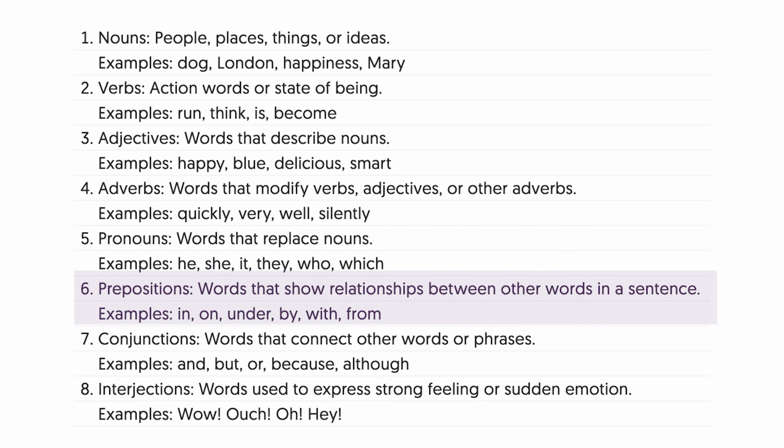6. Prepositions: words that show relationships between other words in a sentence. Examples: in, on, under, by, with, from. 7. Conjunctions: words that connect other words or phrases. Examples: and, but, or, because, although.